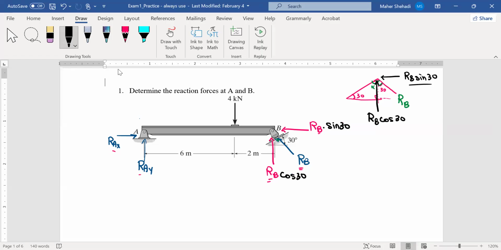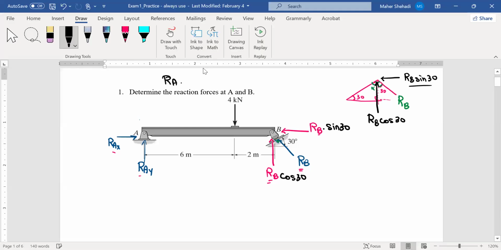So now we're down to three unknowns. Maybe I can't solve it as we did before in 1, 2, 3. Actually, we should. We have three unknowns, so I should be able to solve this. How many equations do we have? We have summation of Fx, summation of Fy, summation of moments. Since I have three unknowns, RAX, RAY, and RB, I'm going to need to use all three equations.